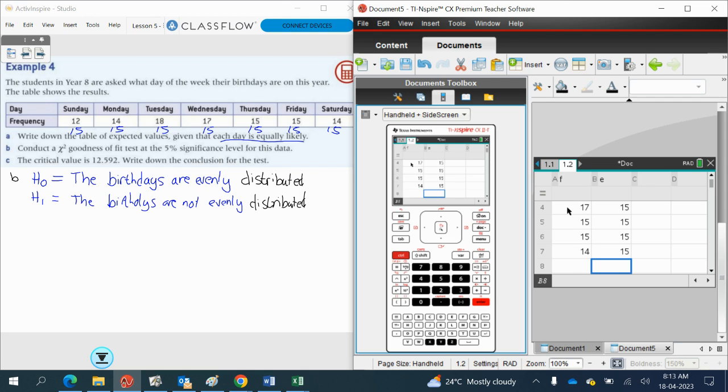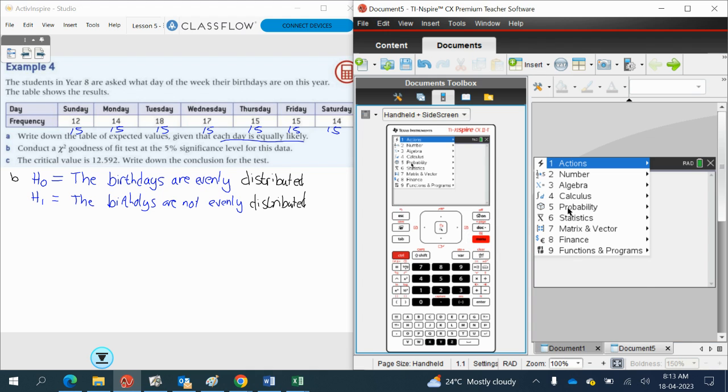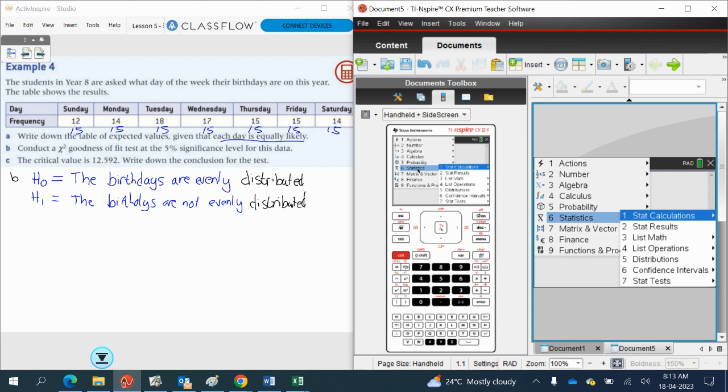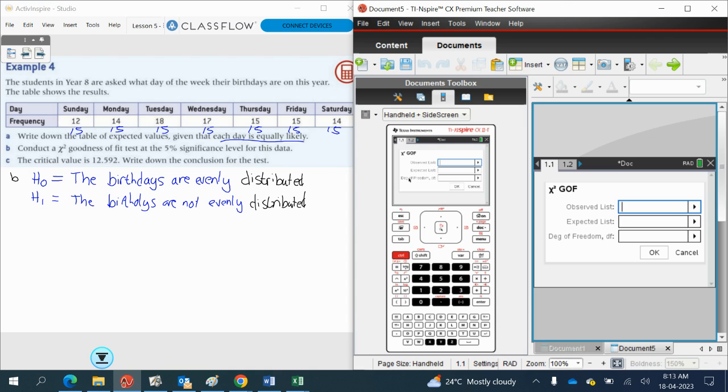So once we've entered the data into our lists, we want to find the chi-squared statistic. We do that here. We press menu, statistics, stat tests, and then the goodness of fit is number 7 there. Chi-squared goodness of fit test. We need our observed list. Our observed list is the frequencies, and our expected list is E.